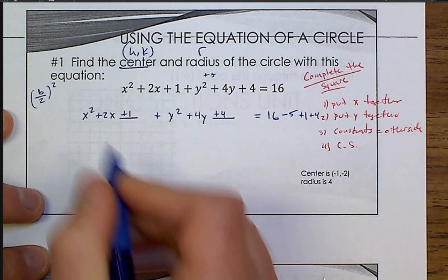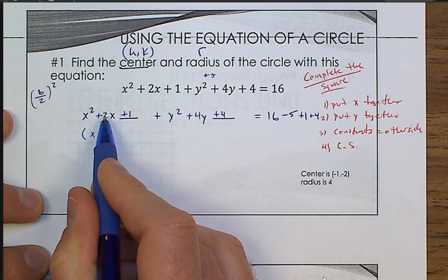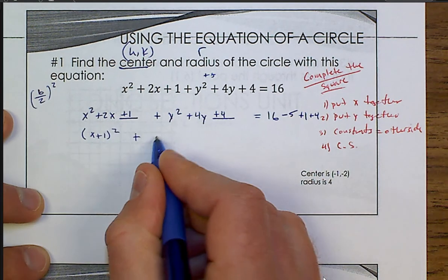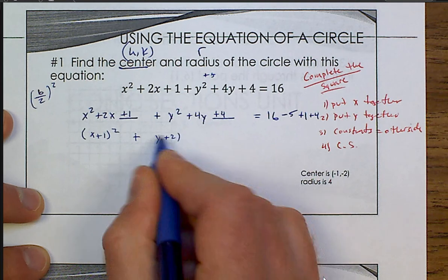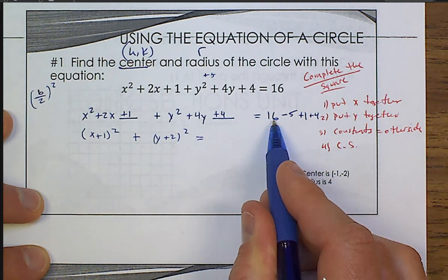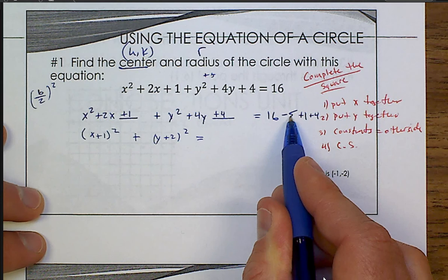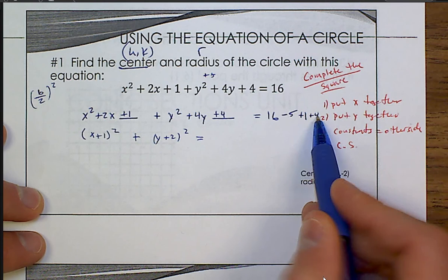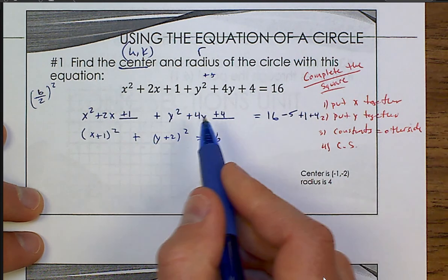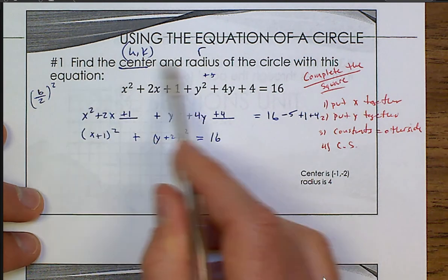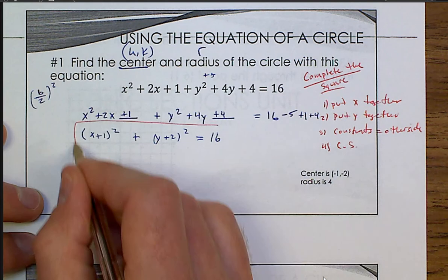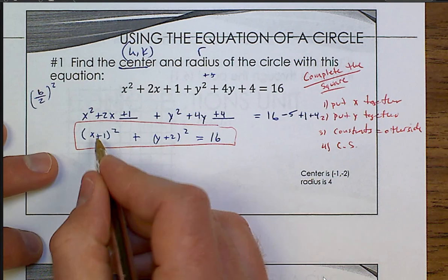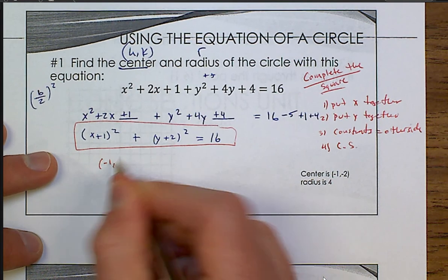So then I rewrite this as x. Remember, it's always half of your b value, plus 1, quantity squared, plus y, half your b value is 2, plus 2, quantity squared, equals 16 minus 5 is 11. I have 11, plus 1 would be 12, and 12 and 4 make 16. So the direction says find the center and radius of the circle of the equation. So here's the equation of my circle. That's the equation. Now I've got to identify h, k. Well, it's plus 1, so I know I'm going to have negative 1, comma, because it's opposite, and negative 2.